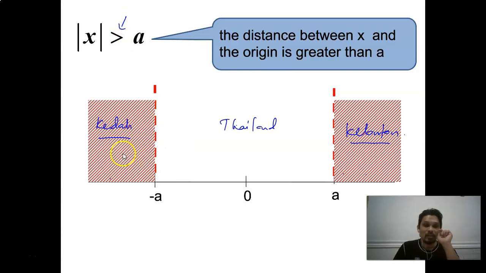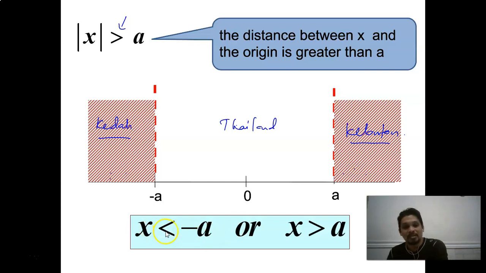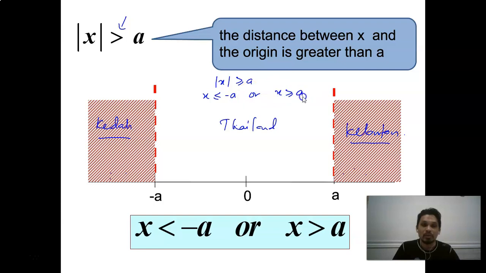Greater than, then we just imagine that the area is separated. It's either here or here. There you go. X less than negative a or x greater than a. Same goes for modulus of x greater than or equal to a. So we write this as x less than or equal to negative a or x greater than or equal to a. Okay, these are separate cases, this one is for greater than or equal, and this one is for greater than, like this one here.